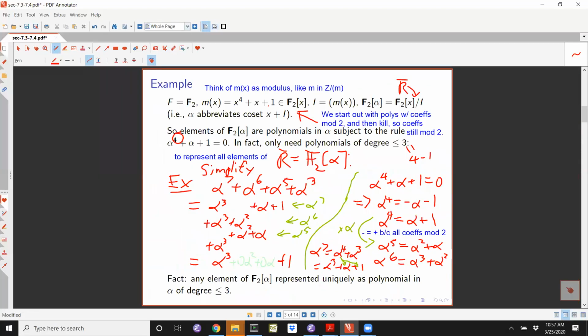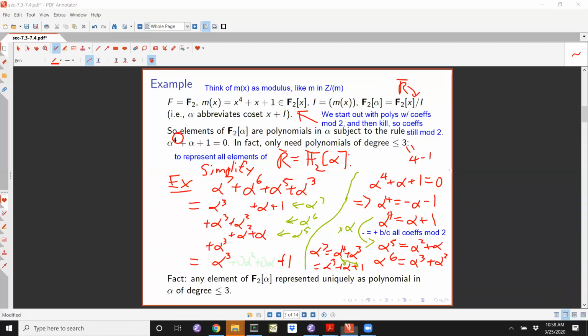Yeah, you're welcome, Than. That's an excellent question. Thank you. Here's a picture of the entire procedure. You start off with a ring that has coefficients mod 2, and then you mod out by something. So coefficients are still mod 2, and the point is that if the thing you mod out by has degree 4, then you can use rules like this to reduce every polynomial to a polynomial of degree at most 3.